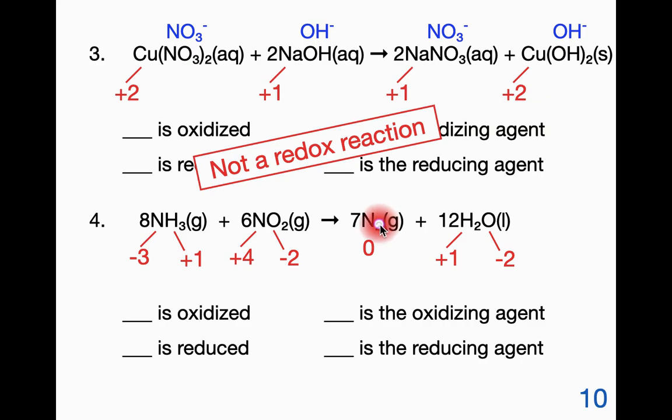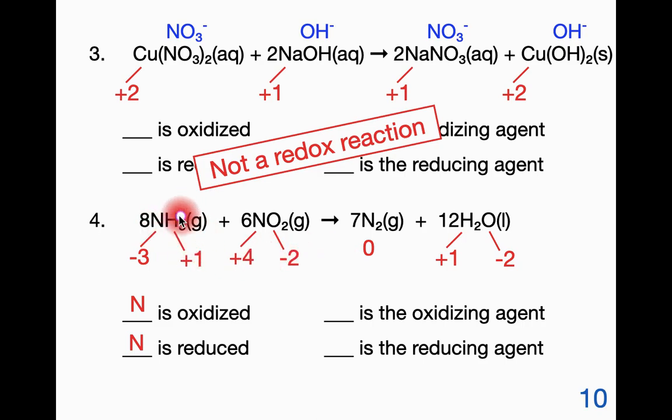So that means that this nitrogen was oxidized to become elemental nitrogen. This nitrogen was reduced to become elemental nitrogen. So you see this now and then, where the same element undergoes both oxidation and reduction. So nitrogen is both oxidized and reduced. Now the nitrogen in ammonia was oxidized. We know that because the -3 went up to 0.